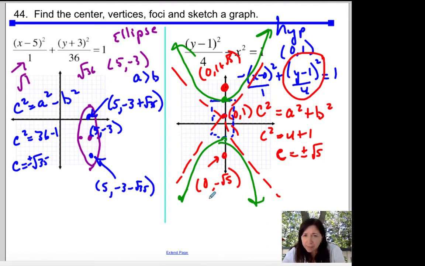And then, let's see here. Oh, excuse me, that's not right. It'll be (0, 1 minus the square root of 5).